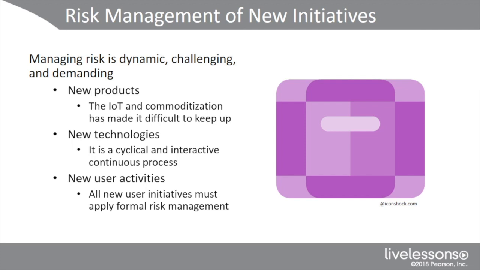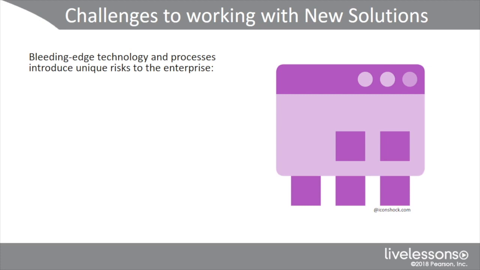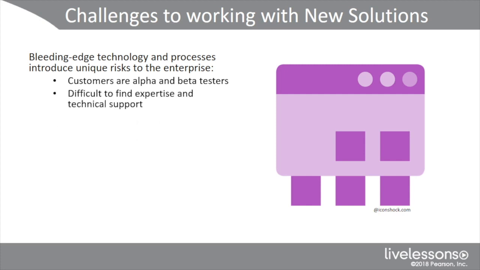And of course, this dynamic, challenging environment means we need to update our user awareness and training programs on an ongoing basis. Bleeding edge technology and processes introduce unique risks to our enterprise. Oftentimes, the customers are the alpha testers and the beta testers with the rush to get products and services to market. It may be difficult to find expertise and technical support for new bleeding edge technology and new services, even from the vendor. There can be vendor confusion on licensing and pricing.